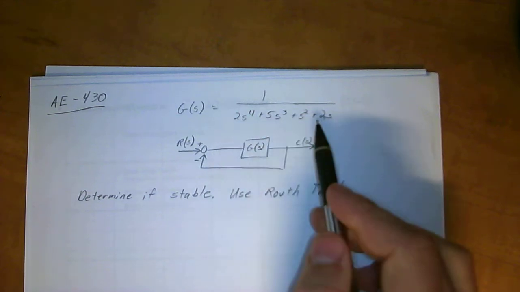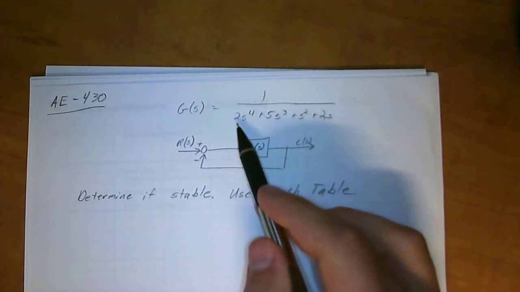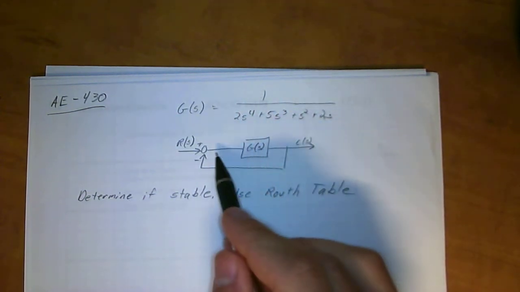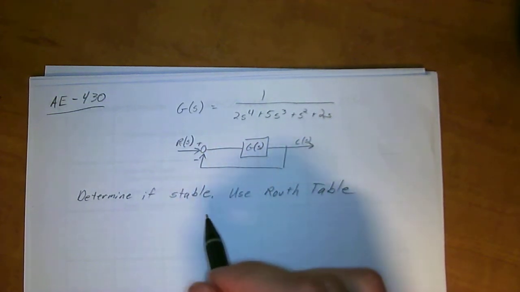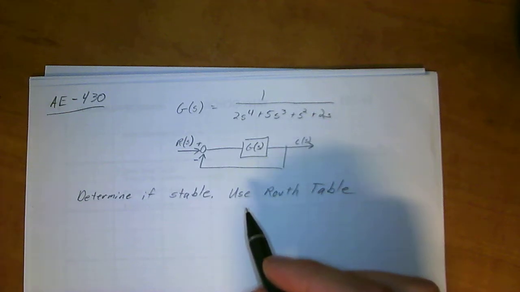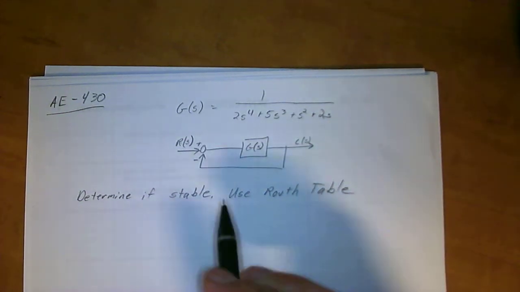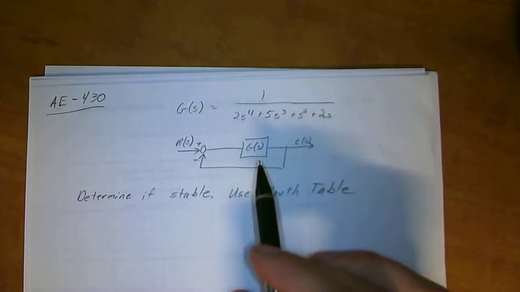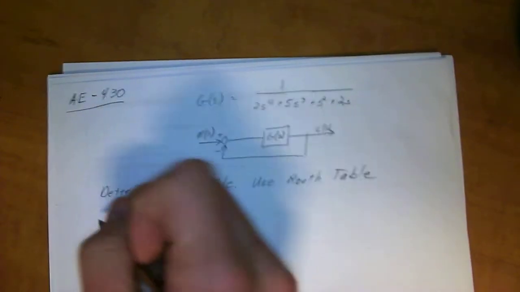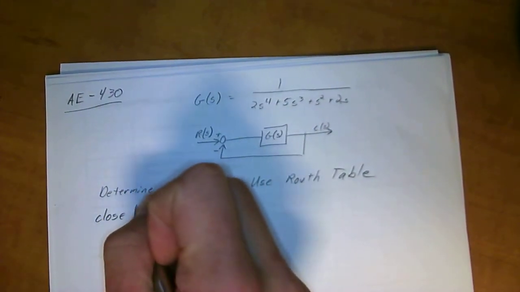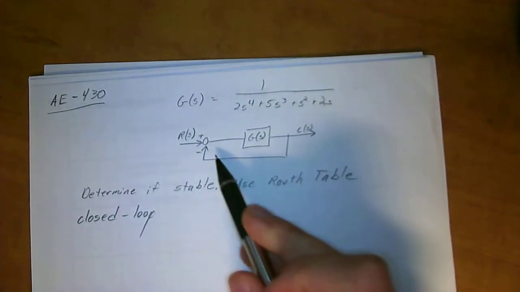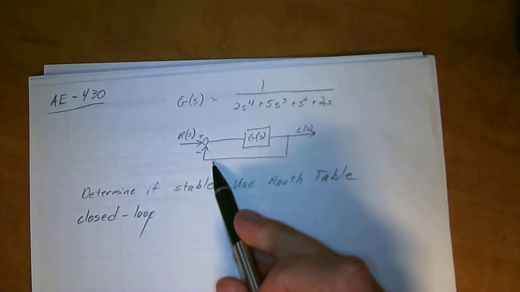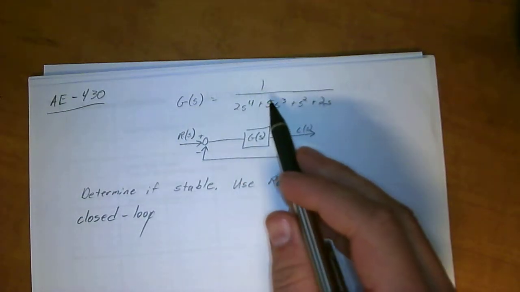So we're given this transfer function, 1 over 2s^4, and so on and so forth, in this unity feedback system. Determine if this system is stable, basically, is all we have to do, but we have to use a Routh table. The very first thing we have to do in order to be able to use a Routh table is you have to have a closed loop system. So we have to complete the block diagram algebra as part of this unity feedback using this transfer function.